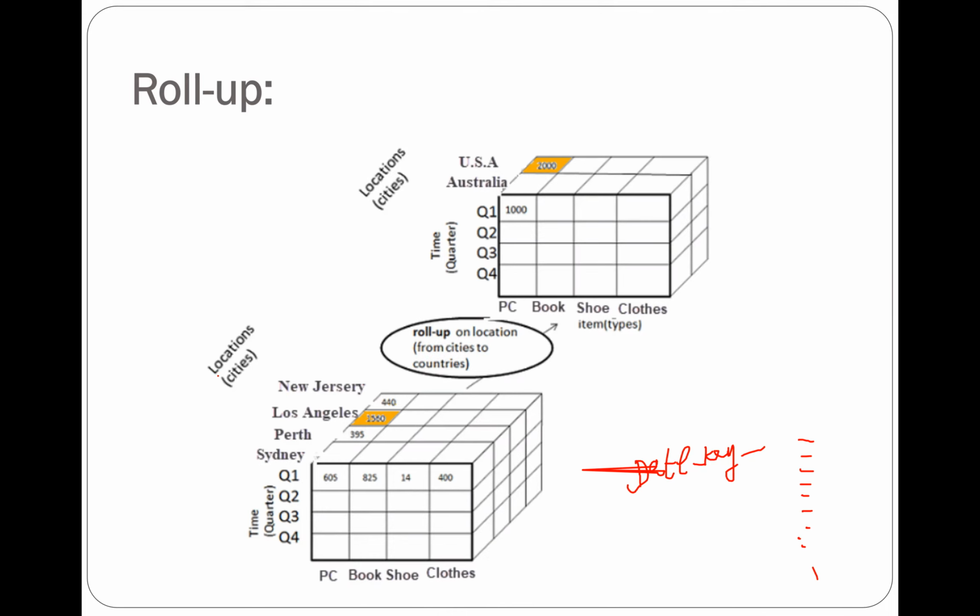For an example here, location-wise, city-wise, you have the transactions. You're having New Jersey, Los Angeles, Perth, and Sydney. You have displayed the city-wise total sales. But I want country-wise total sales. Then what will I do? This will sum up, right? Already you have done city-wise summarization, but I will do the country-wise sales. We are going to combine these two into one country, and I will make it USA, and these two I'm going to make Australia. So that means we are summarizing it.